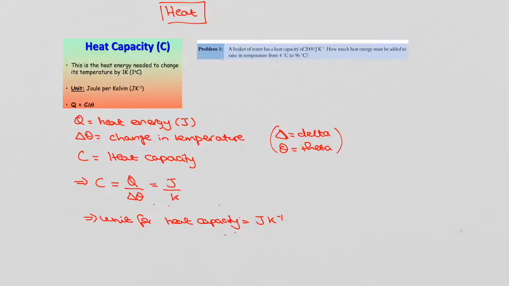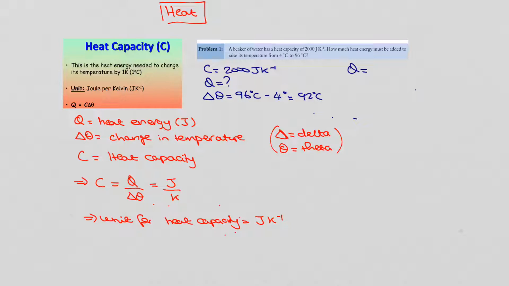Okay, so if we're looking at this problem up here where we have a beaker of water that has a heat capacity of 2000 joules per Kelvin, that's telling us that the heat capacity, capital C, is 2000 joules per Kelvin. Then it says, how much heat energy must be added, in other words Q, in order for its temperature to rise from 4 to 96 degrees Celsius. So our change in temperature is the difference between 96 and 4, which is of course 92 degrees Celsius.